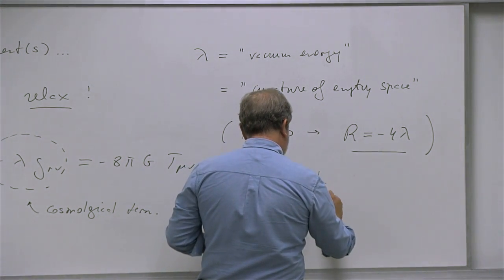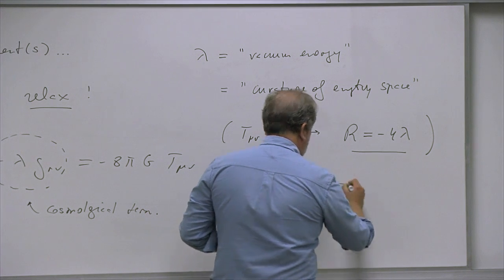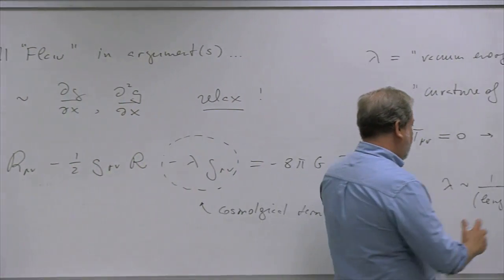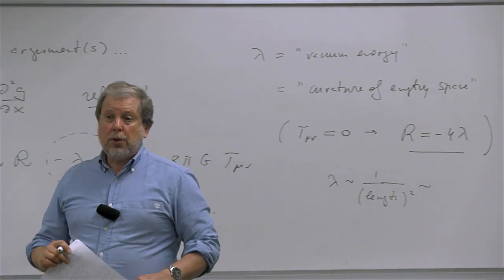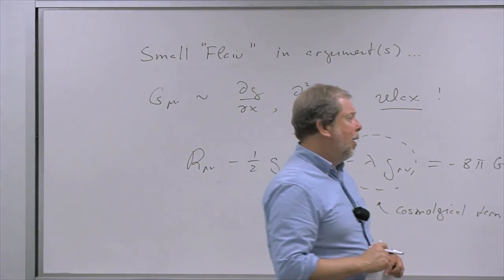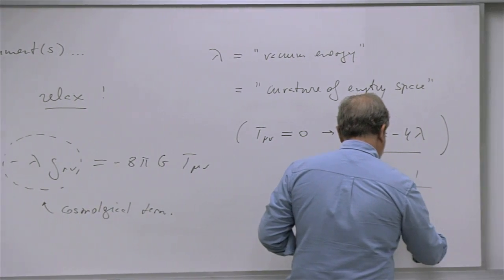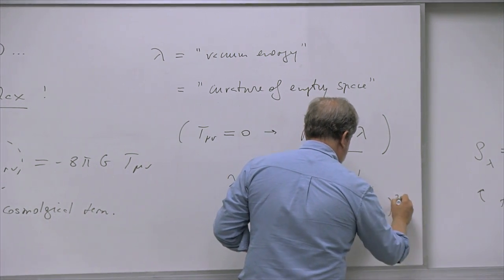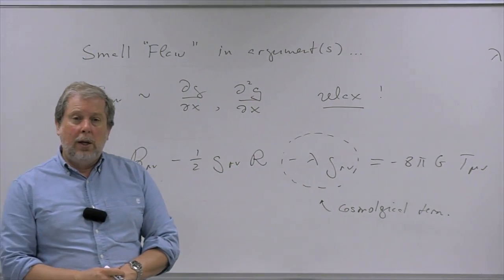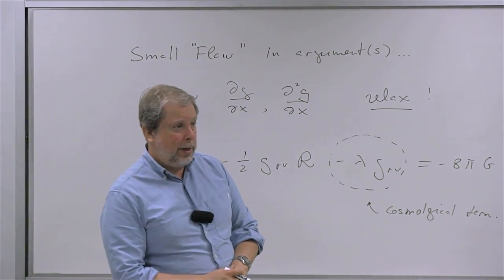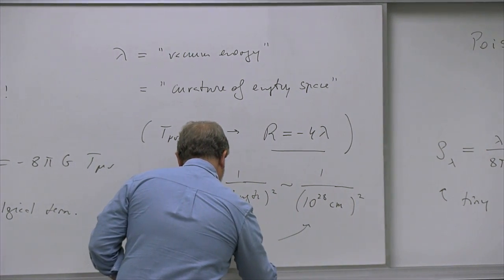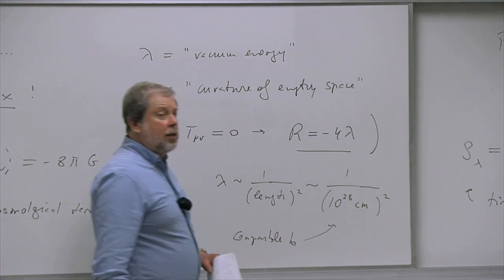Lambda has dimensions of 1/length squared, right? Because a curvature always has dimension of 1/length squared. So you can now look at what the observational data tells us. The 1999 distant supernova survey, which has since been redone many times, finds that this is of the order of 10 to the 28 centimeters squared. So lambda is a very small number. The length scale that appears within it is huge, comparable to the size of the visible universe.